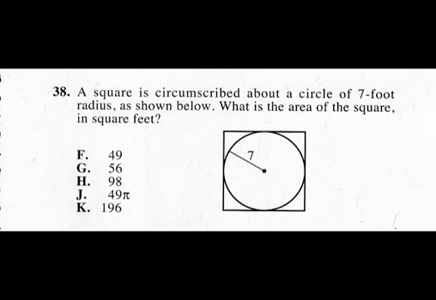Let's go ahead and take a look at the answer for problem 38. First things first, a square is circumscribed about a circle 7-foot radius, shown below. What is the area of the square? Notice I'm always circling and underlining stuff in here.